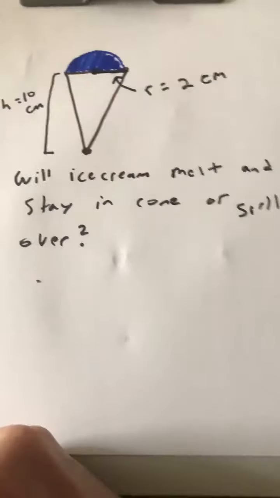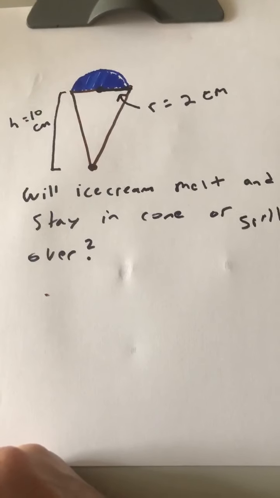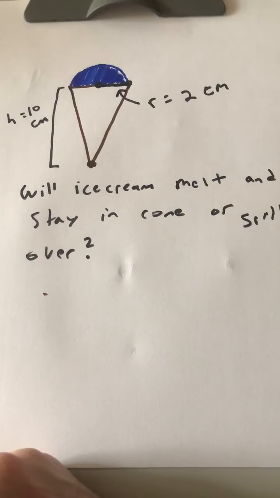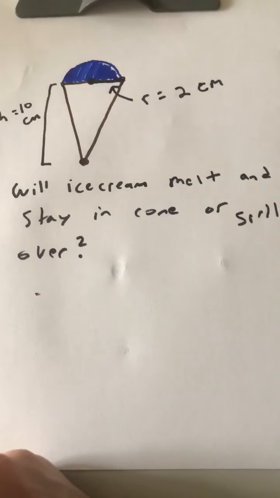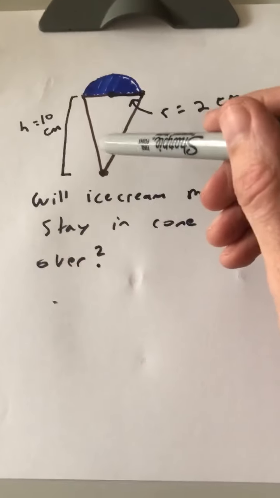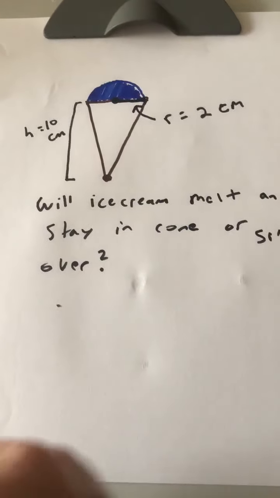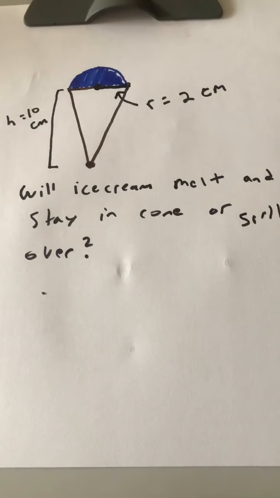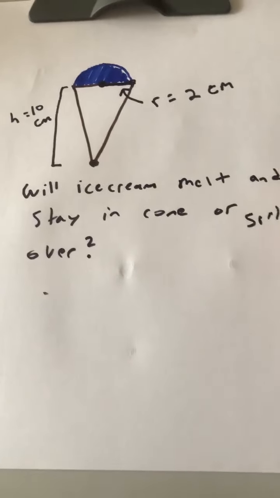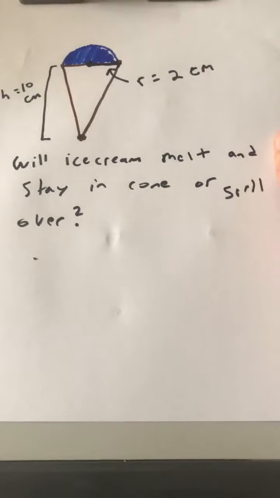And the question is, if you didn't eat the ice cream, if you just let it sit in the sun on a nice sunny day and it melted completely, would the ice cream melt in the cone or would it spill over the cone? That's the big question. Why you wouldn't eat the ice cream, don't ask me. But let's just say that you left it out in the sun.